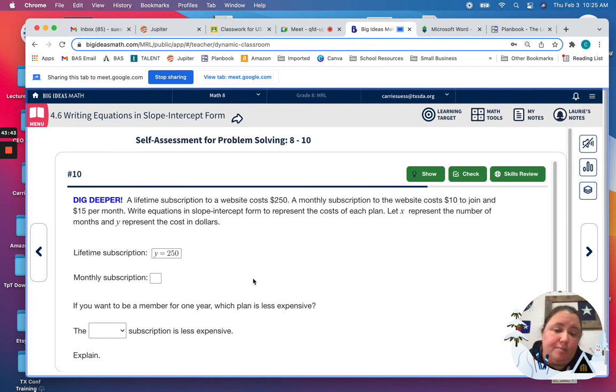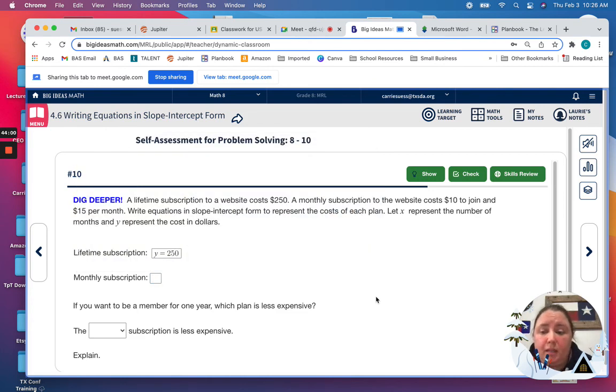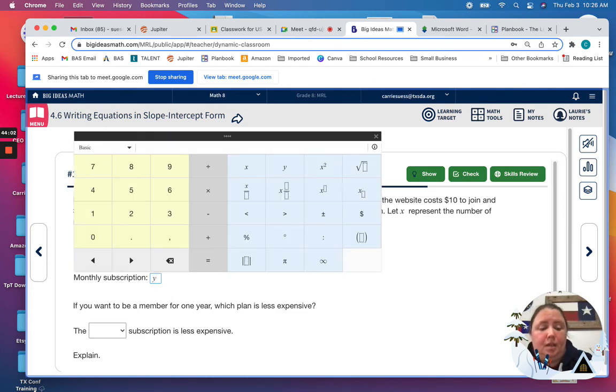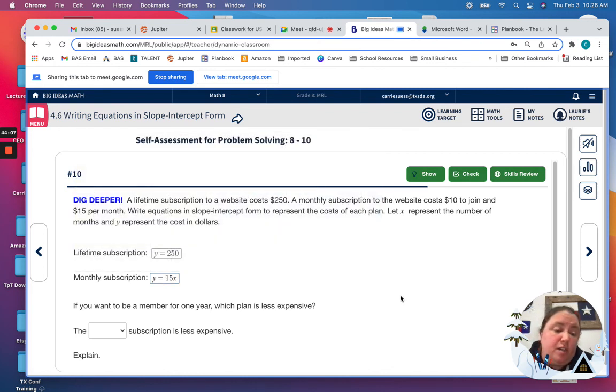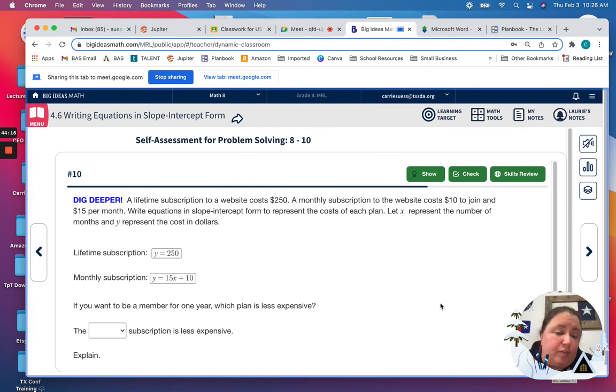There's your equation. Okay, for the second one, do we have a monthly cost? Yes. The monthly is your constant, so that would be your slope. What is the monthly? 15. So y equals 15x. Did it have an initial cost of any kind? Yes, $10. Okay, so that's your y-intercept. We started at $10 and then it cost $15 a month. Do I have two equations now?